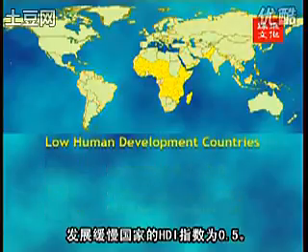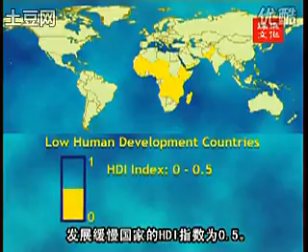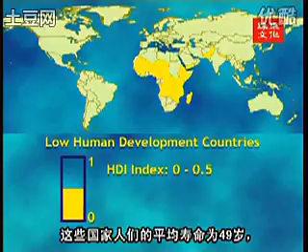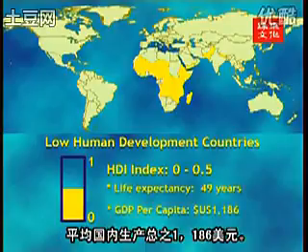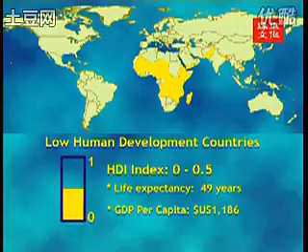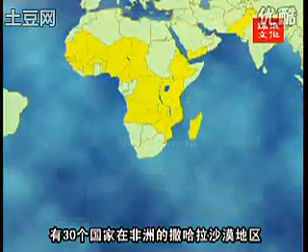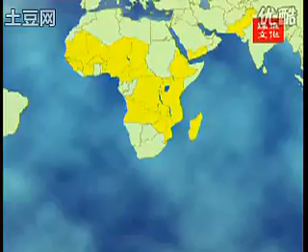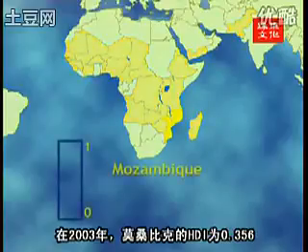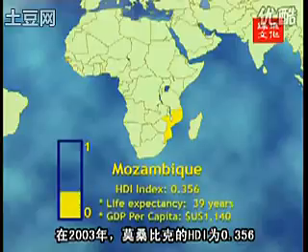Low human development countries have HDIs lower than 0.5. Their average life expectancy is 49 years, and their average GDP per capita is about $1,200 US. 30 out of the 34 low development countries are in sub-Saharan Africa. In the 2003 report, Mozambique had an HDI of 0.356.